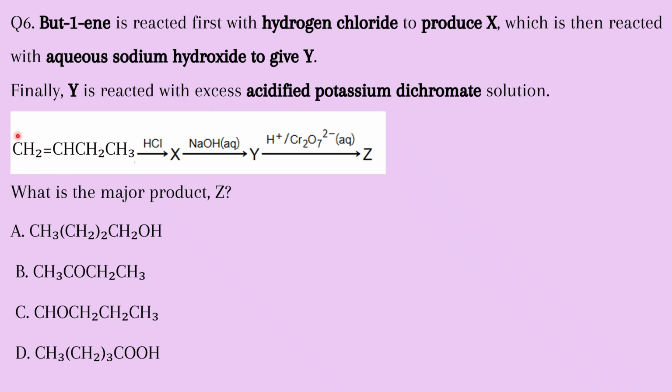So here I have my alkene, and it is going to react first with what? HCl. And we are getting some product as what? X. And then this X is reacting with aqueous NaOH, and we are getting our product as Y. Then finally it is reacting with this reagent, that is acidified potassium dichromate. I will tell you what is the function of this particular reagent in the next slide. Then it will give Z. So we have to predict the probable structure of this Z out of all these four options.